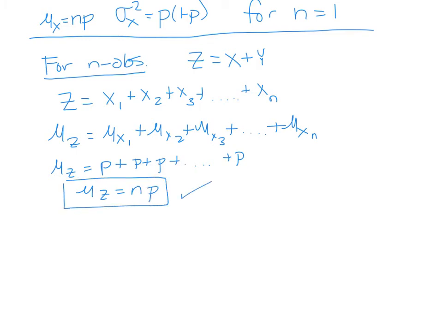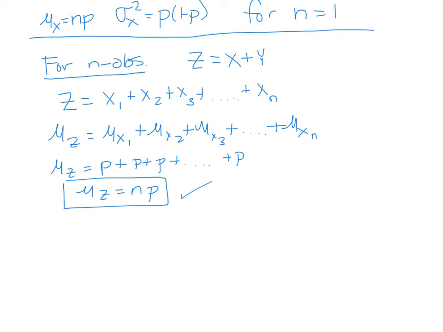Which, hey, that makes a lot of sense because that's what we defined earlier, that it doesn't matter how many observations we have. If the probability of success is p, we would expect this new average to just be the number of observations times the probability of success.